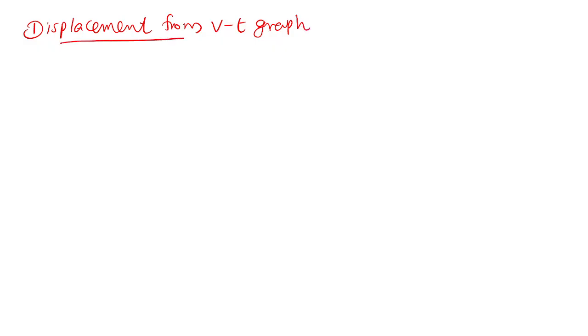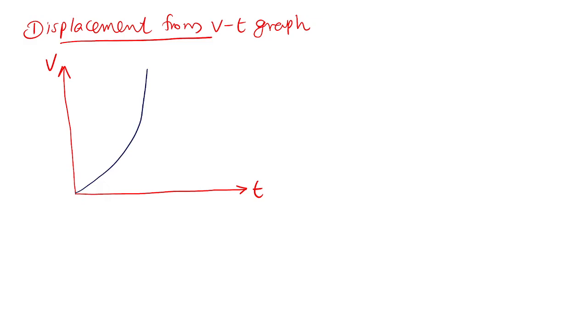Next is displacement from the VT graph. From the VT graph, you can find out not only acceleration but also displacement. I will explain that. Suppose a VT graph, velocity time graph, is given to us. Suppose the graph is like this. Maybe a curve, it may be a line, that depends. We have a velocity time graph.